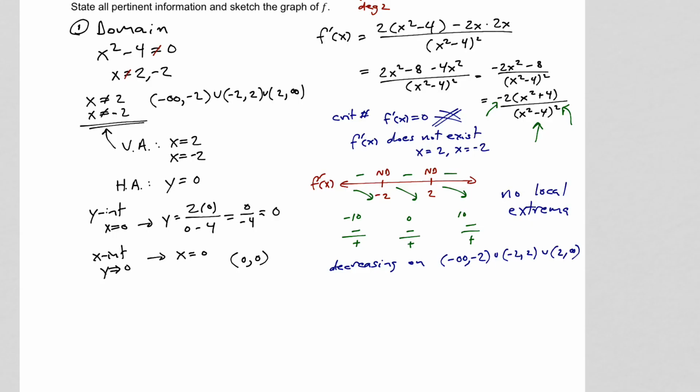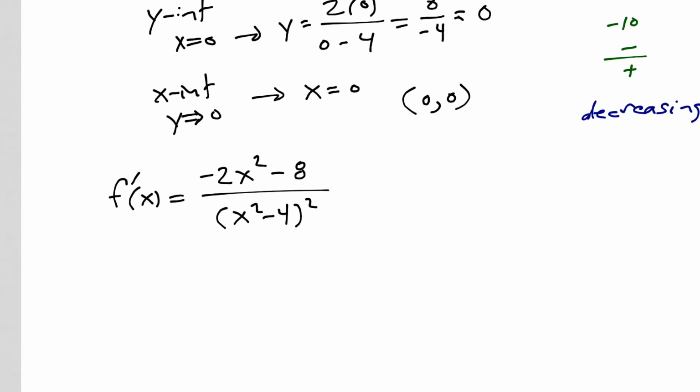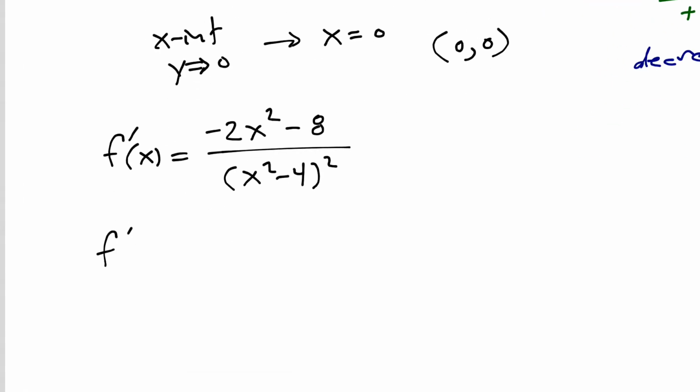So finally, we're going to look at the second derivative to analyze concavity. So let me write the simplified form of the first derivative down here. We found it to be, let me write this version, negative 2x squared minus 8 divided by x squared minus 4 squared. So the second derivative, we're going to again use the quotient rule.